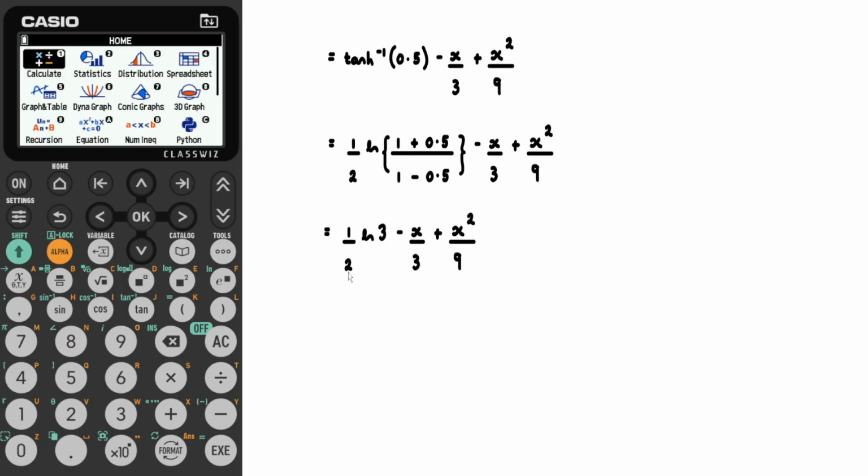We can rewrite a half times the natural log of 3 as the natural log of 3 to the power of 1 half, and then we've got negative x over 3 plus x squared over 9, and 3 to the half is root 3, so we have the natural log of root 3 subtract x over 3 plus x squared over 9.